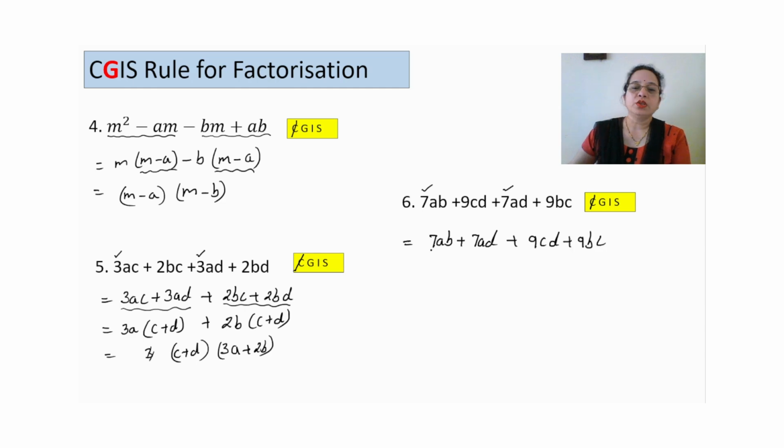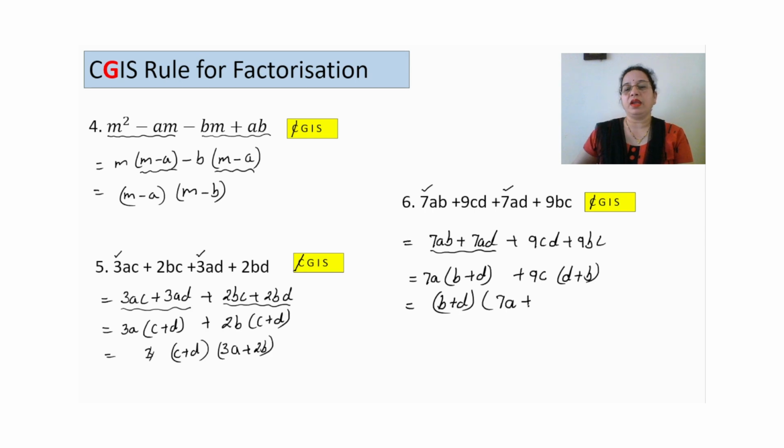So from these two, you can take common 7A. So what is left inside the bracket? B plus D. Plus here you can take 9C common. So again D plus B. Again the same way, B plus D or D plus B is the same. So take B plus D common. So what is left inside the bracket? 7A plus 9C. So these are the two factors.